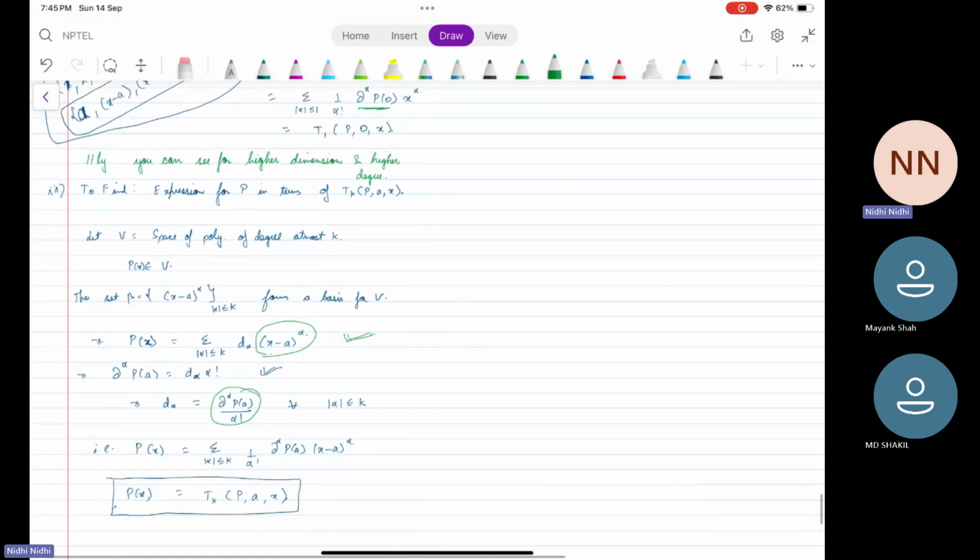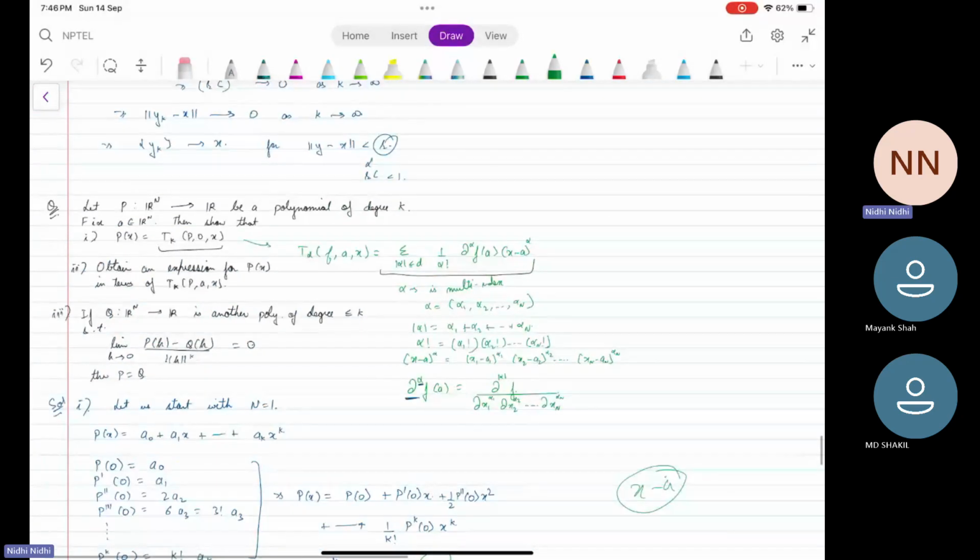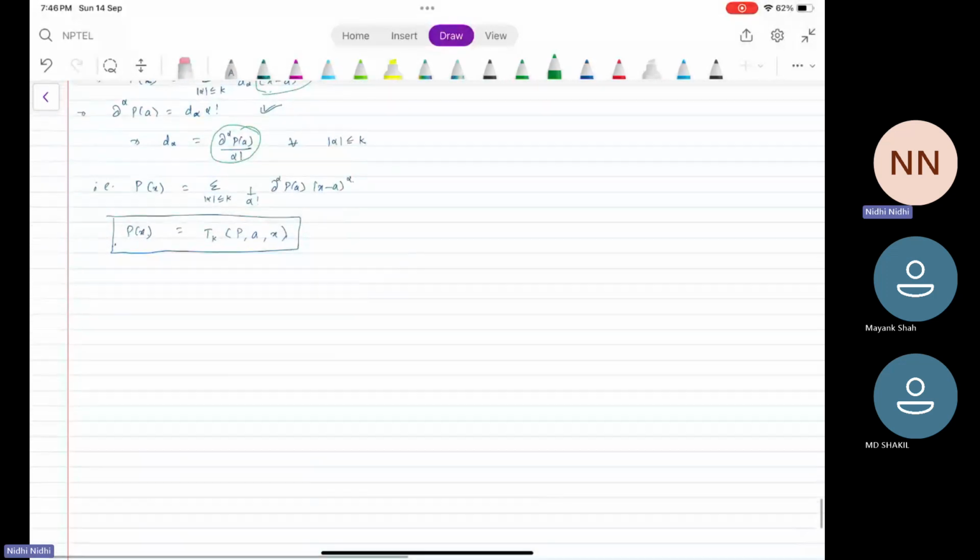Next, we will show that if q is some other polynomial with degree less than or equal to k satisfying this condition, then this q should actually be equal to p. For this, we'll use Taylor's theorem without remainder. So let's recall that.